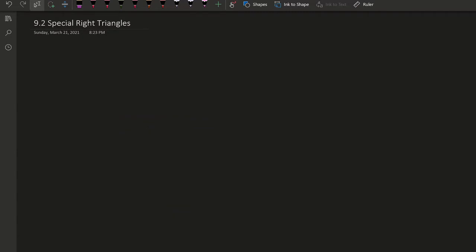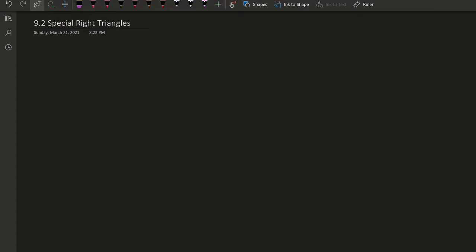Today we're going to be talking about special right triangles. When we say special right triangles, we're talking about two very specific triangles. These are triangles that tend to occur in the natural world a lot. So basically, we've devoted some time to studying these specific shapes.